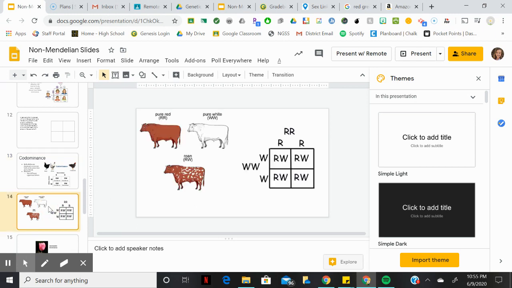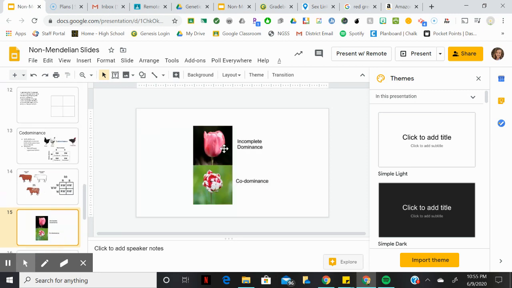Another example is the roan coat in cows and horses as well. So if you cross a pure red with a pure white, right here, pure red with pure white, you get roan cows. They have splotches of both red and white, okay? So they are codominant. So an important distinction, incomplete dominance is when you see a blend of both, right? They mix together, red and white make pink. In codominance, you see both red and white.